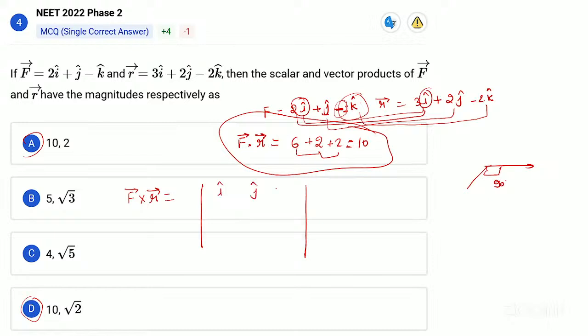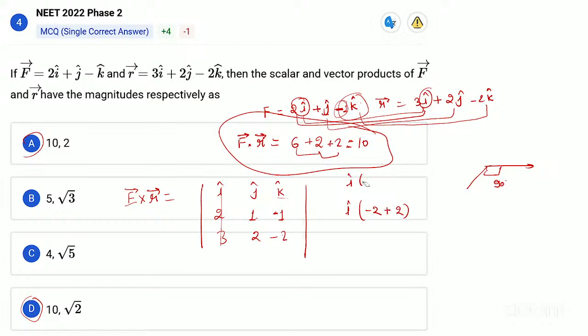F vector cross r vector will be written in the determinant form. The first row will be i cap, j cap, k cap. The second row will be the coefficients of f, 2, 1, minus 1. And the coefficients of the r vector will be 3, 2, minus 2. Now just expand it. To expand it, hide this row and this column of i cap. So 1 into minus 2 minus 2 into minus 1, that is minus 2 plus 2, because this will be expanded like this: first product minus second product.